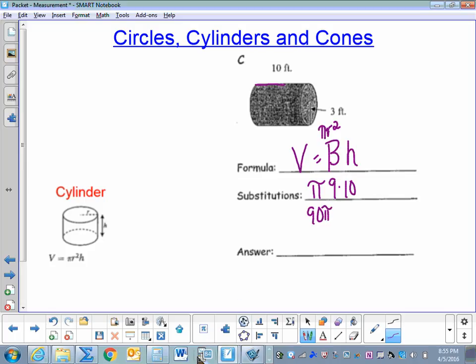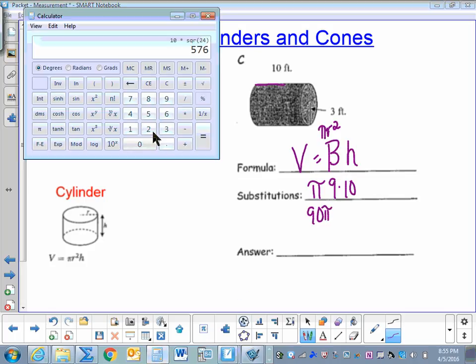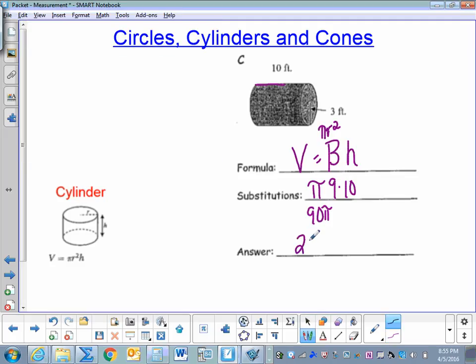That's our exact answer, but let's get a decimal equivalent here. So 90 times 3.14 is 282.6. 282.6 cubic feet.